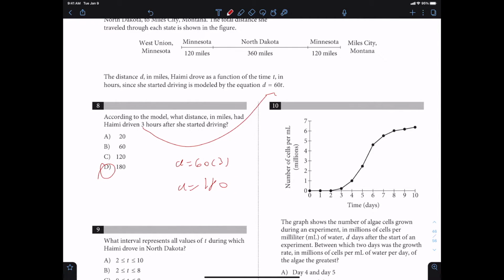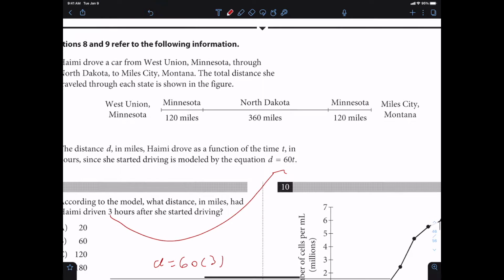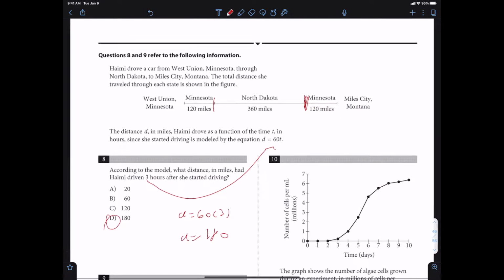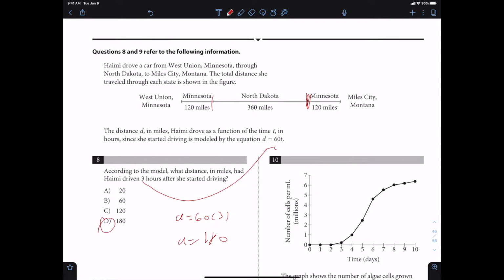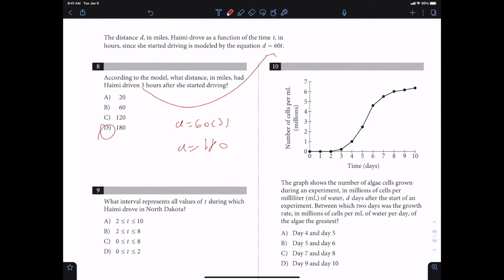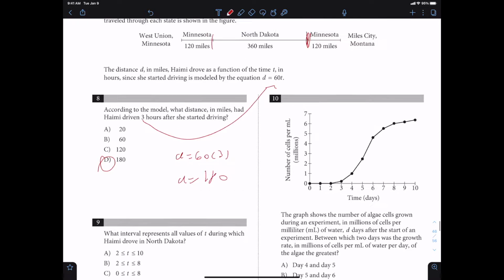Option D. What interval represents all values of t during which Jaime drove in North Dakota? Okay. So as we can see, North Dakota is kind of in this middle section here. And we know it is not going to be... Well, let's see.